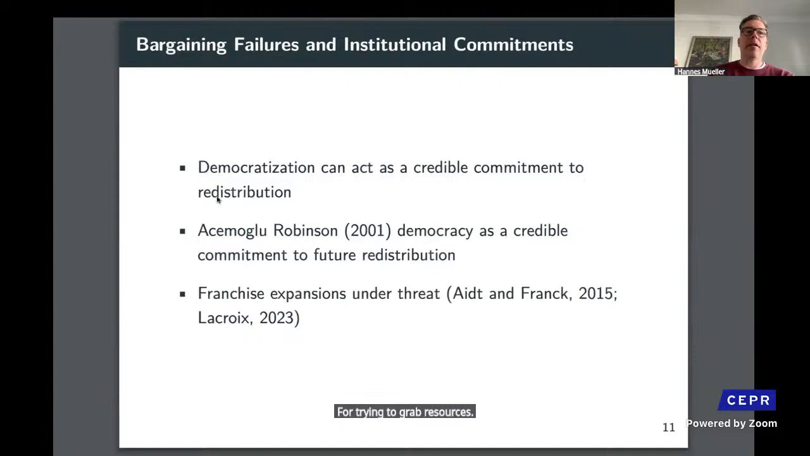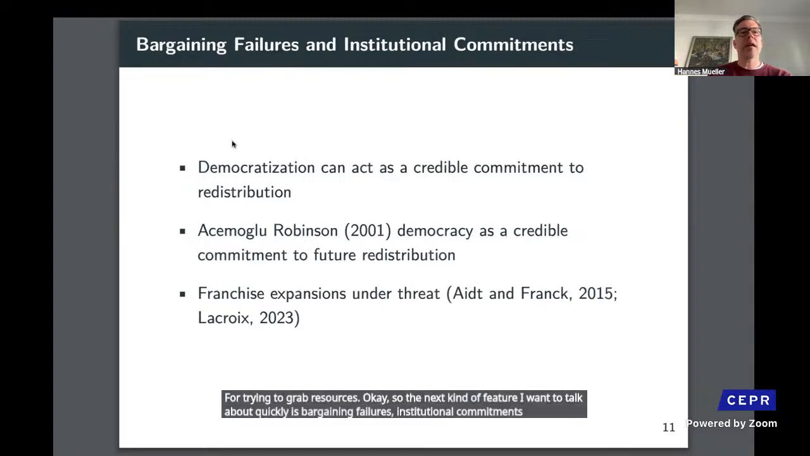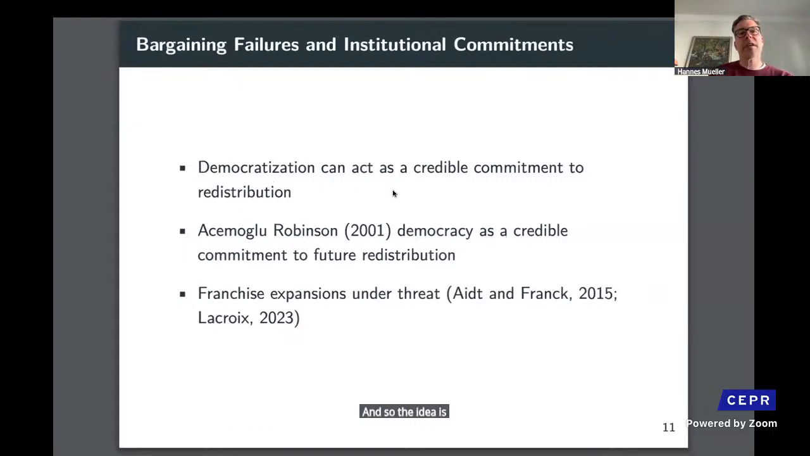Okay, so the next literature I want to talk about quickly is bargaining failures and institutional commitments. Here, this is a more theoretical literature that has had some nice historic backings. And so the idea is that democratization can act as a credible commitment to redistribution.